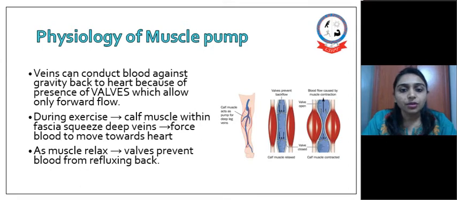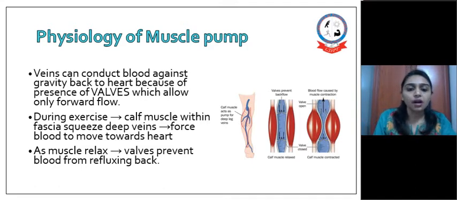Here is the muscle physiology. The veins can conduct blood against gravity back to the heart because of the presence of valves, which allow only forward flow. During exercise, calf muscles within the fascia squeeze the deep veins, which forces the blood to move towards the heart. As we can see here in the figure, on the rightmost side, the calf muscle is contracting and giving a squeeze kind of pressure on the vein, which leads the blood to move forward. While the muscle relaxes, the valves prevent blood from refluxing back.